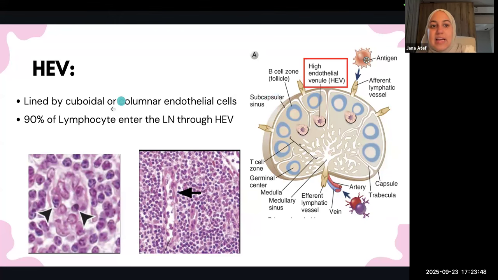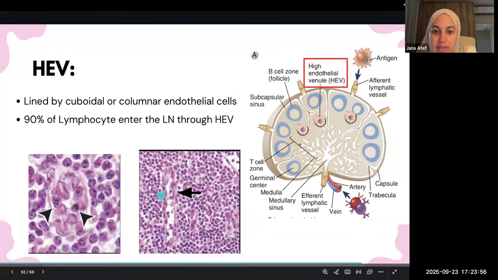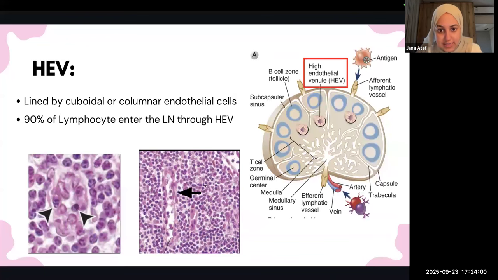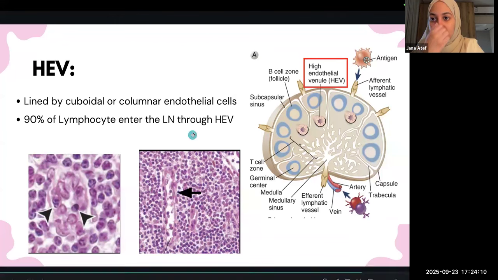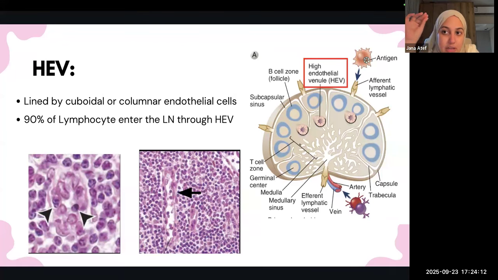The HEV is lined by cuboidal or columnar endothelial cells, because it's like a duct. Here, columnar, and this is cuboidal cells. You're going to find it, like we said, in the paracortex. In the middle of it, you see a vessel that contains fluid inside. This is probably an HEV. 90% of the lymphocytes enter the lymph node through the HEV. So lymphocytes enter and exit the lymph node through the HEV.